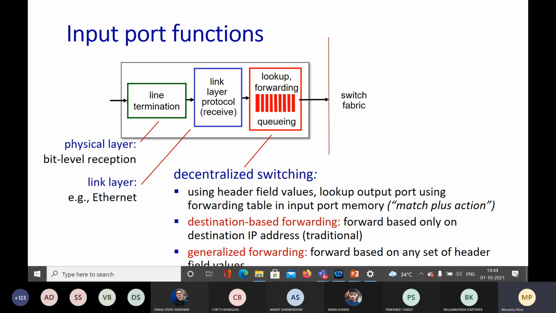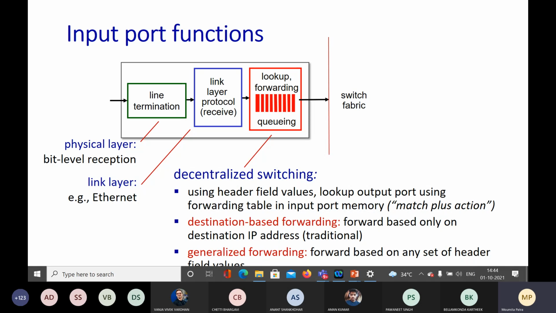Then we have generalized forwarding. Here you simply look at the header fields, and depending upon any set of header field values, you forward the data to a particular output port and then just hope that you have done your job. I have forwarded it to the output port, and now the output port functionalities will take care of sending the data to the destination. So here too, no responsibility is being taken in generalized forwarding.